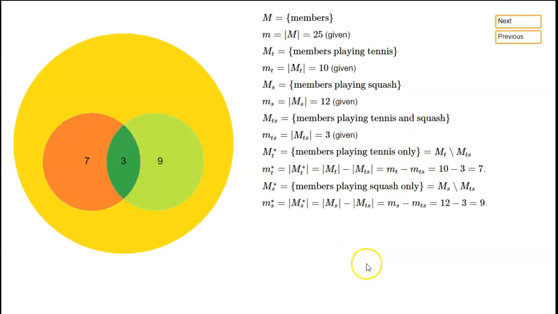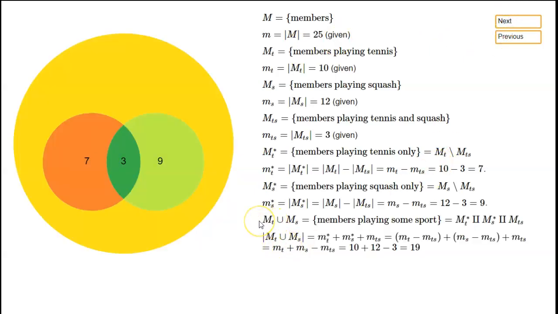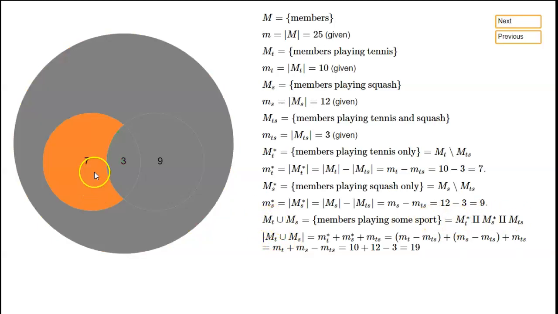And similarly for squash, MS star is the people who play only squash. The number of those is the 12 people who play squash minus the 3 people who play both tennis and squash, and that's 9. Okay, so we've got 9 people in this region, 3 in that region, 7 in that region. Okay, so if we look at the number of members who play some sport, that's a disjoint union of 3 sets. There's MT star, the people who only play tennis, MS star, the people who only play squash, MTS star, the people who play both. And so we add up those 3 numbers, 7 and 3 and 9, and we get 19 people who play some sport.